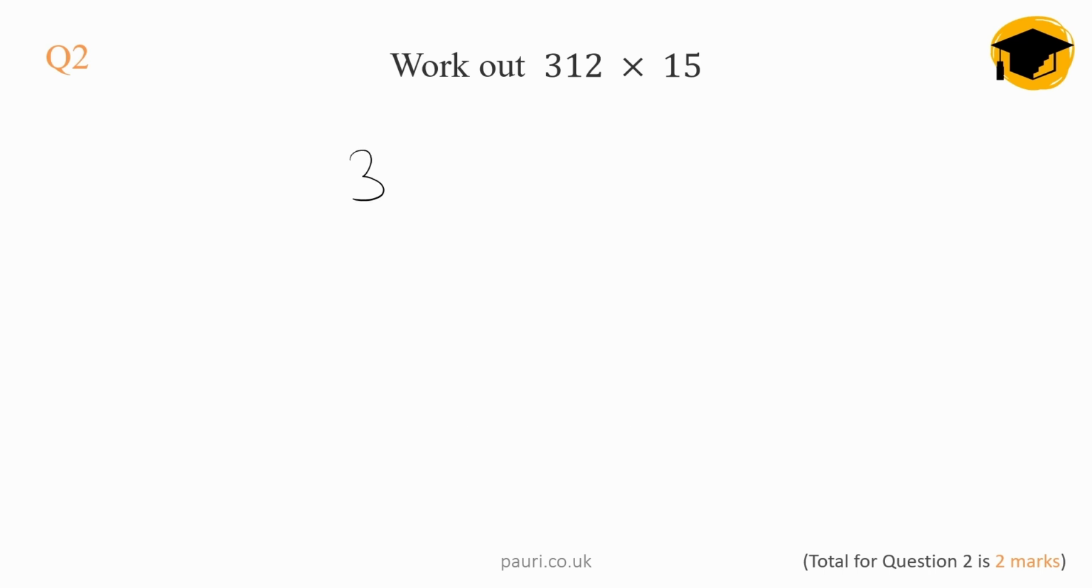Question 2, 312 times 15. You can see I'm spacing out my numbers quite a lot just to make it more easy to see visually. Give yourself lots of space on the page. So we're going to do 5 times 312 and then 10 times 312. 5 times 2 is 10. 5 times 1 is 5 plus 1 is 6. 5 times 3 is 15.